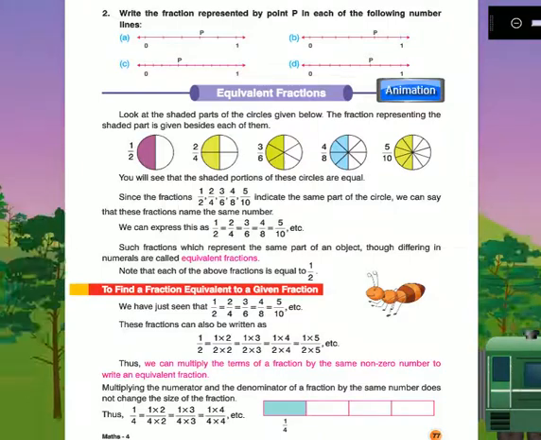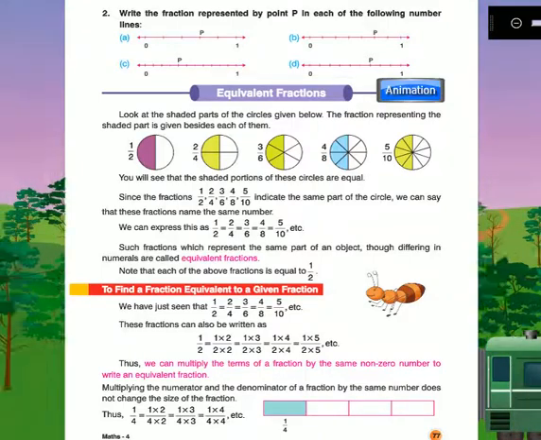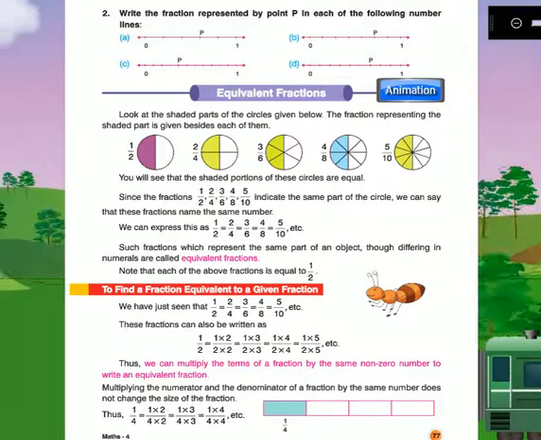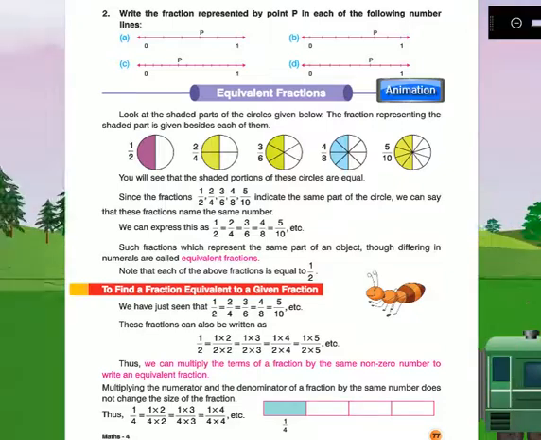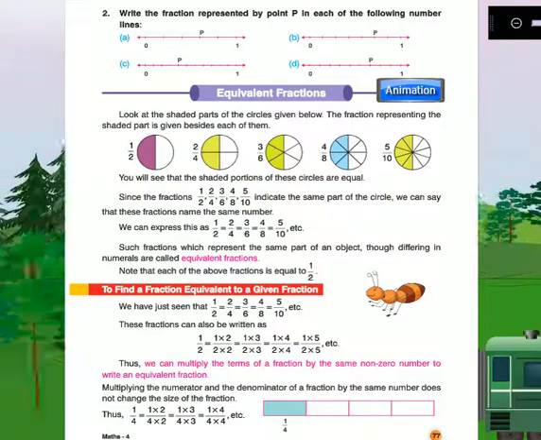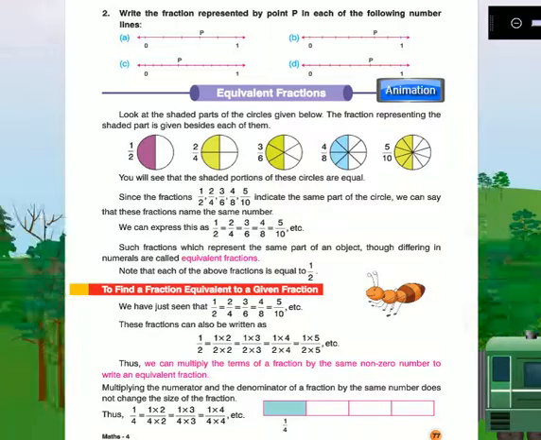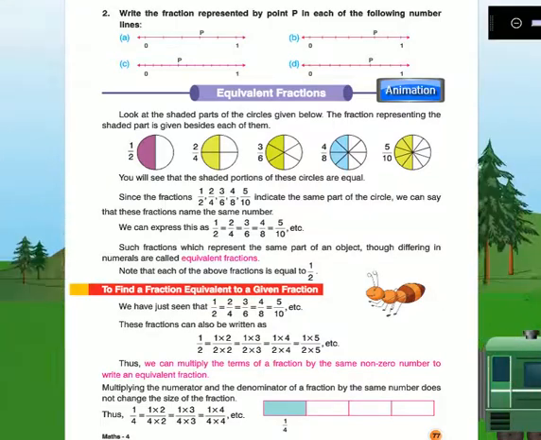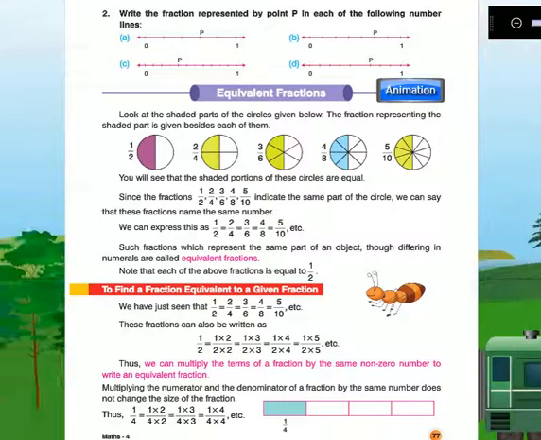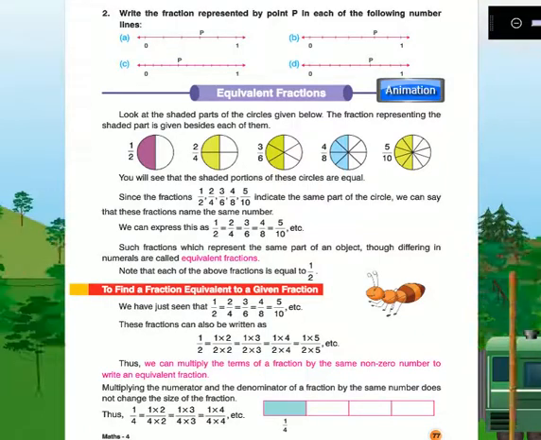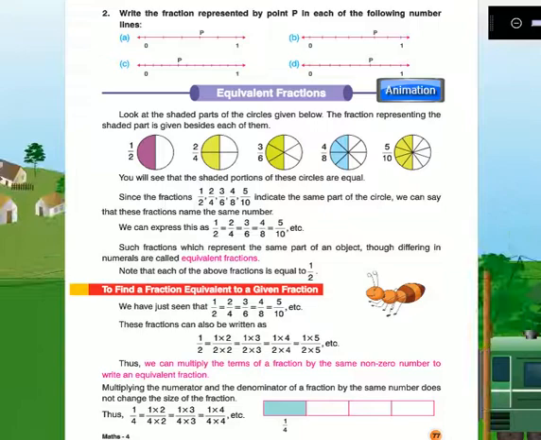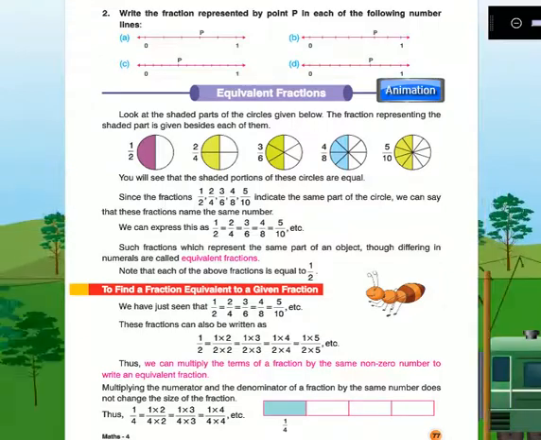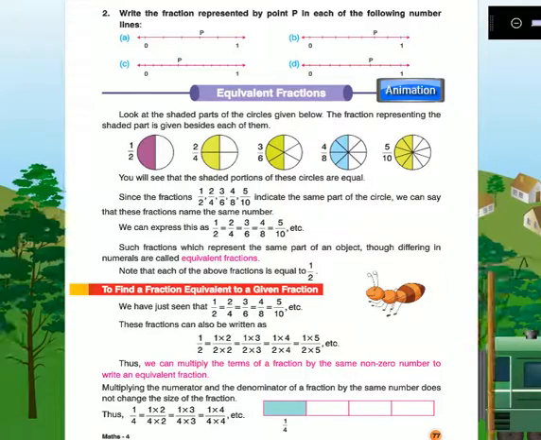We can express this as 1 by 2 is equal to 2 by 4 is equal to 3 by 6 is equal to 4 by 8 is equal to 5 by 10, etc. Such fractions which represent the same part of an object, though differing in numerals, are called equivalent fractions. Note that each of the above fractions is equal to 1 by 2.